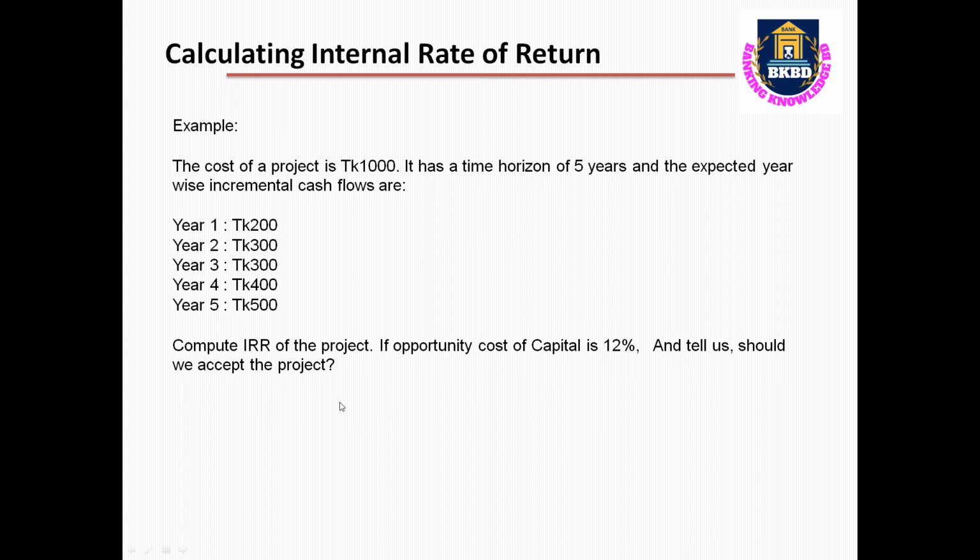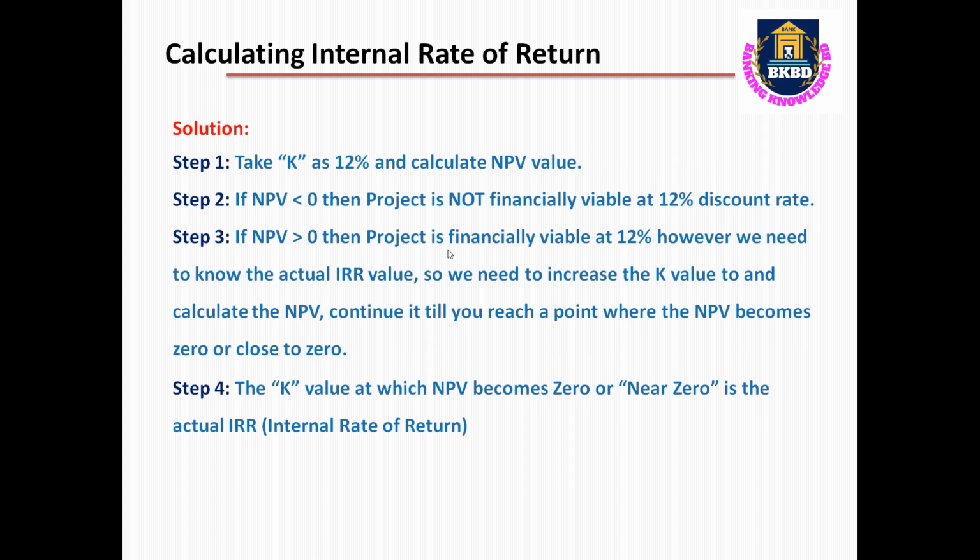Okay, so now we have to calculate the IRR at an opportunity cost of capital of 12%. So we know that when the NPV is 0 or NPV is positive, then we can select that. Okay, so now step 1, take K as 12% and calculate the NPV value. Step 2, if NPV is less than 0, then the project is not financially viable at a 12% discount rate, and if NPV is greater than 0, then the project is financially viable at 12%.